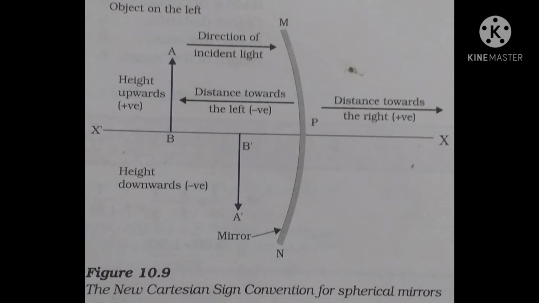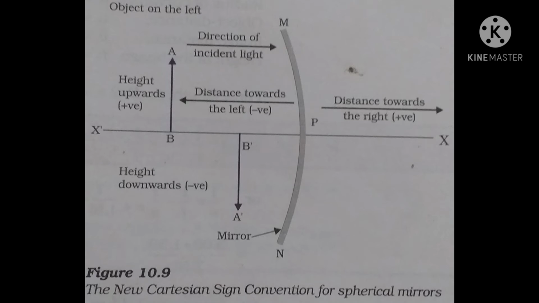Now next thing you have to remember: right of the origin, the right side of P is always taken as positive. Right means positive. Left of the origin is always negative. Left means negative. And another thing: perpendicular to and above the principal axis is always taken as positive, and perpendicular to and below the principal axis is always negative. Clear? This is our sign convention which you have to remember for the spherical mirror.